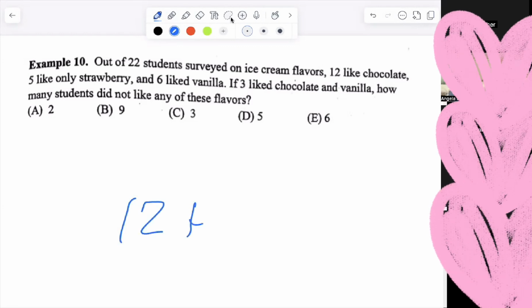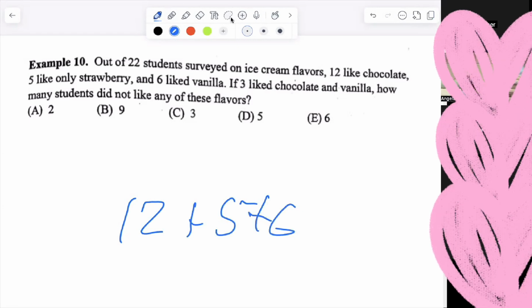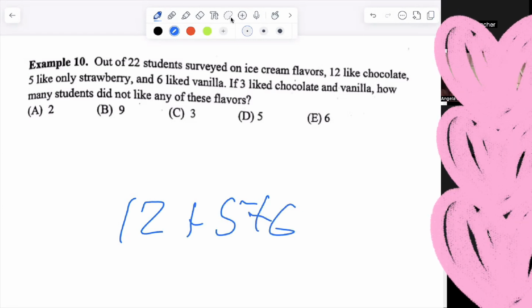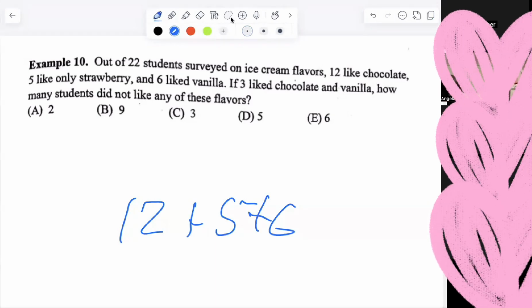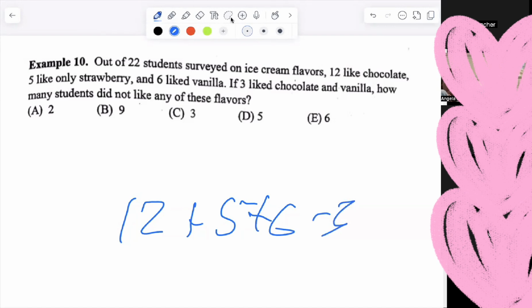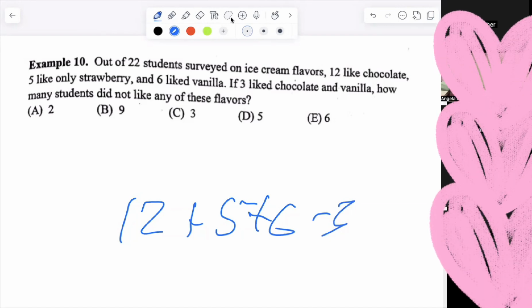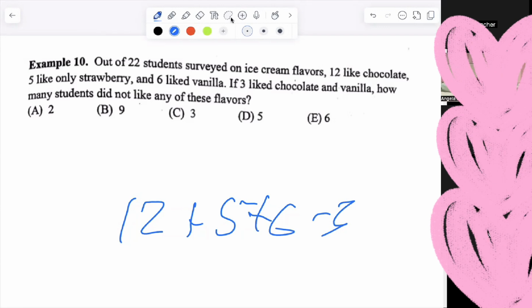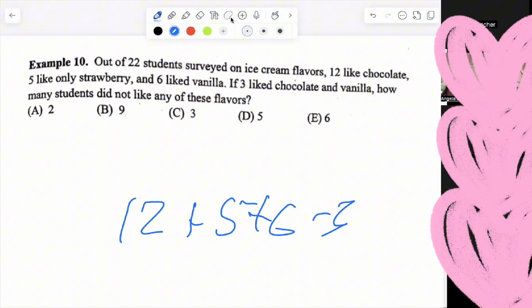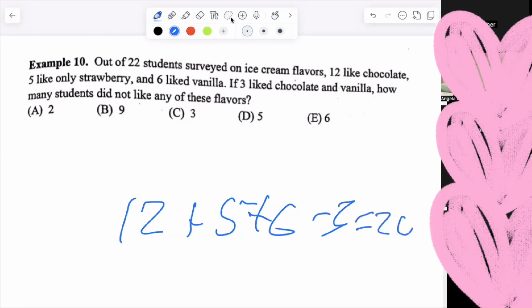12 plus 5 plus 6. That gives an overshoot. 5 plus 6 is 11, so 23. And we know that 3 like chocolate and vanilla, so subtract 3. There's no mention of an intersection between strawberry and vanilla or chocolate and strawberry, so we do not have to include that in the PIE calculation. This gives you a total of 20.